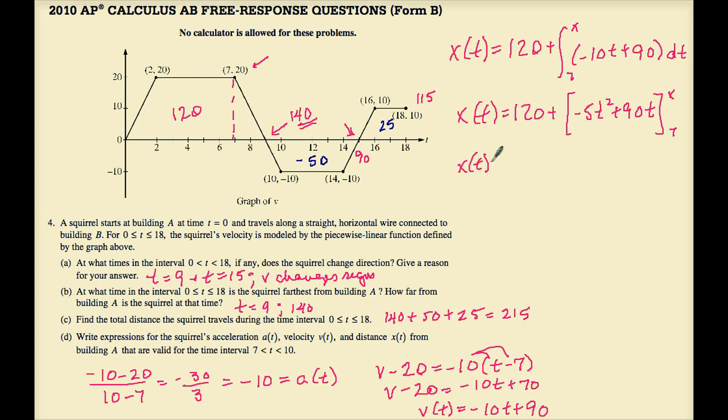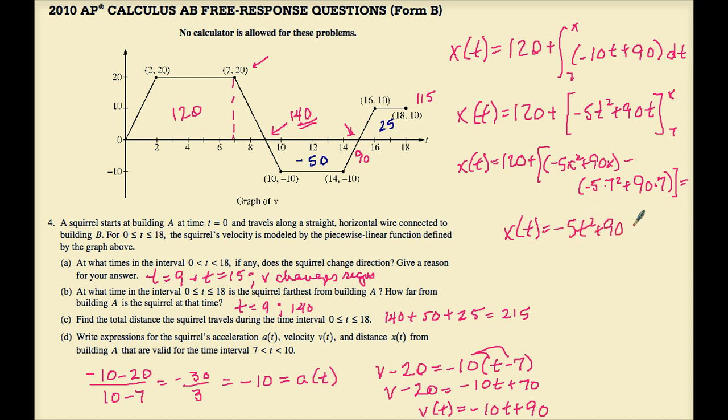X of t is equal to 120 plus negative 5x squared plus 90x minus negative 5 times 7 squared plus 90 times 7. In the interest of time, this simplifies to x of t equals negative 5t squared plus 90t minus 265. And that's your position expression.